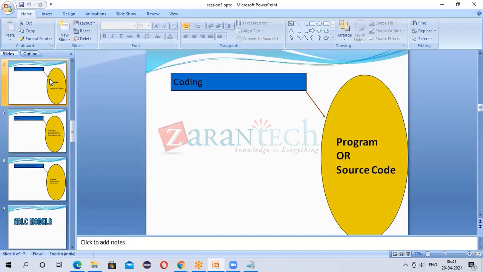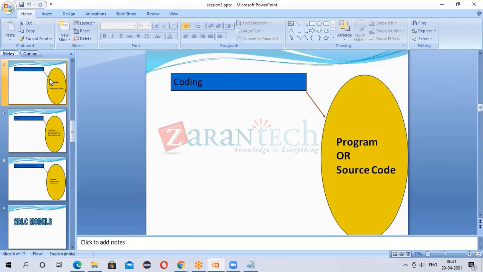Agreed? In the same way, who will be responsible for this stage? The developer will be responsible for this stage, to develop the code. Using Java or .NET or any other programming language, the developer is responsible to develop the code.